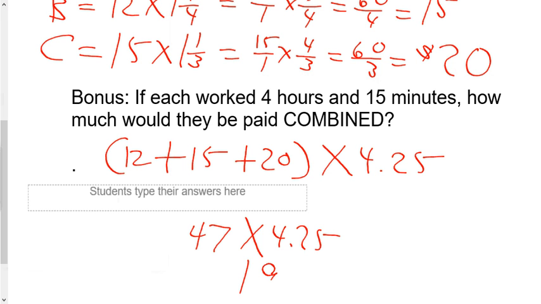The answer is $199.75. So therefore, for those three people to work at whatever place they're working at for 4 hours and 15 minutes, the employer would have to pay $199.75 to have them work for 4 hours and 15 minutes.